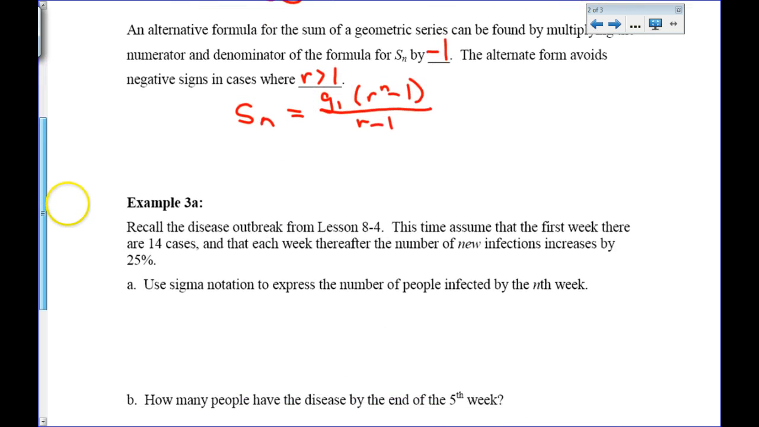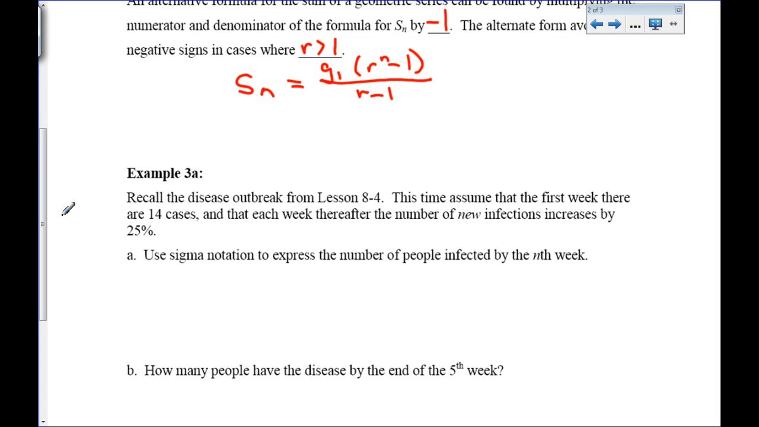So moving on for number 3A. Recall the disease outbreak from lesson 8.4. This was at the very beginning of your notes yesterday. This time assume that the first week there are 14 cases and that each week thereafter the number of new infections increases by 25%. Use sigma notation to express the number of people infected by the nth week. Okay? So, here's my sigma. My i starts at what? 1, always a 1. What's my n value? It's just n. We don't know because we're going to the nth week.